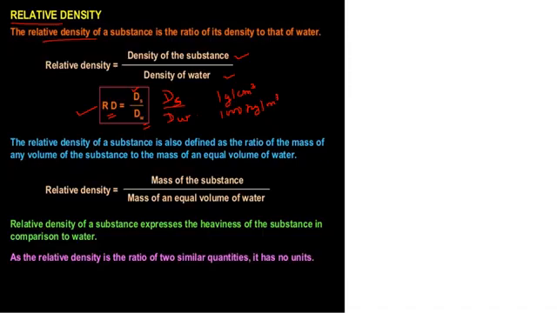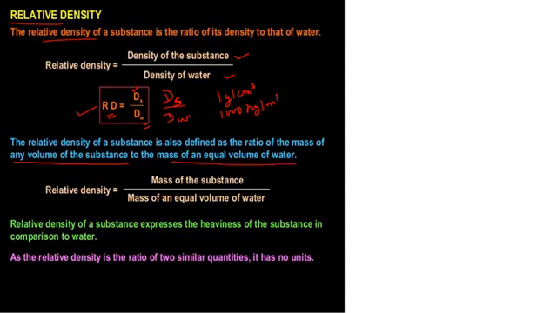And this technique always helps to find out the purity or impurities in different metals in a molten state as well as in different liquids. The relative density of a substance is also defined as the ratio of the mass of any volume of a substance to the mass of an equal volume of water. So, mass of substance divided by mass of an equal volume of water.